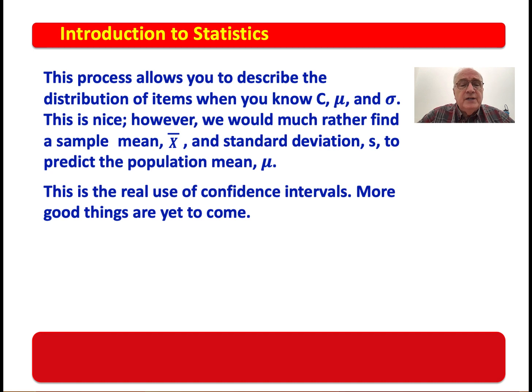However, we would much rather find the sample mean x bar and standard deviation s to predict the population mean. Remember, I told you that most of the time we don't know the population mean and certainly don't know the population standard deviation. Our concept will be to develop a sample. We take a sample, we find its mean and its standard deviation, and we use that to predict the population mean. This is the real use of confidence levels and confidence intervals, and more good things are yet to come.